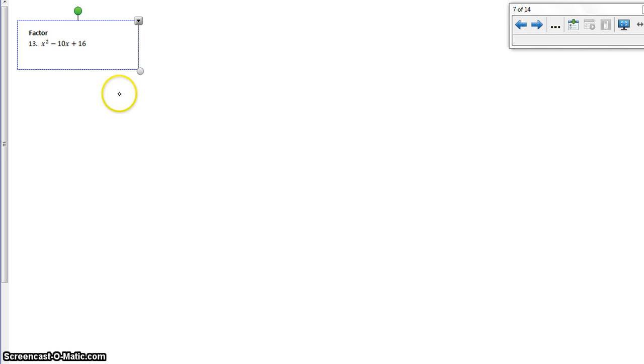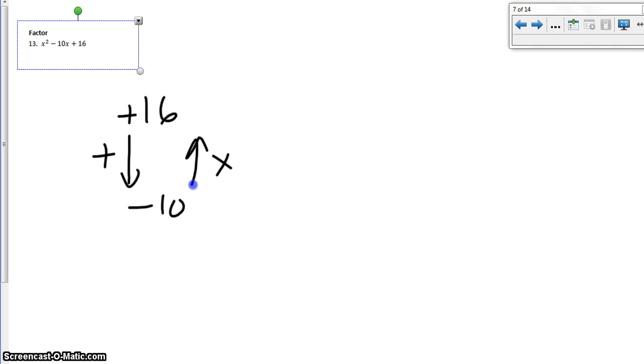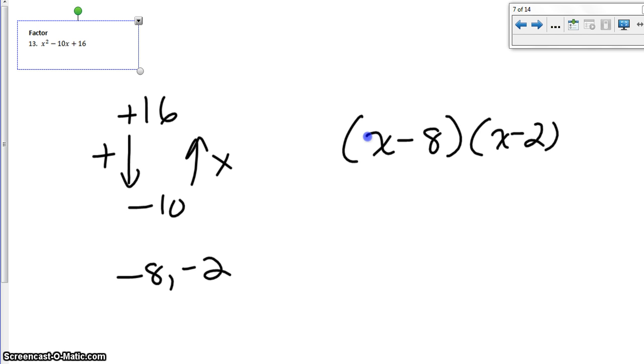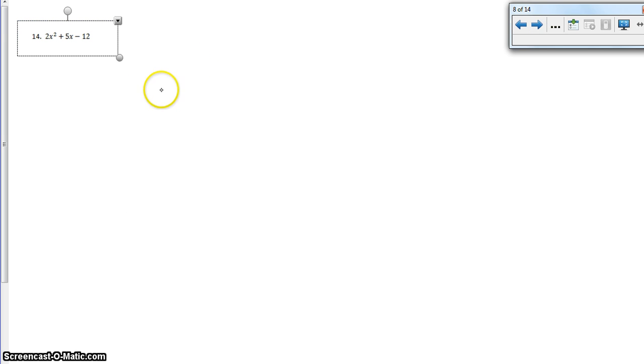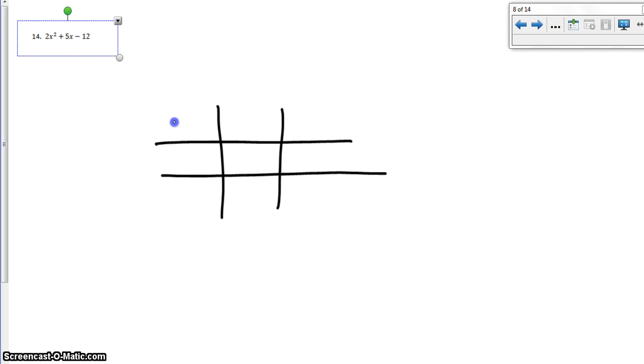To factor, in this case, it's just what are the factors of positive 16 that when added together give you negative 10, but when multiplied together give you positive 16. Well, ladies and gentlemen, that is negative 8, negative 2, and so the factoring would be common sense factoring, and there's your final result. Now, this one is a little trickier, so Miss Rose is going to use the tic-tac-toe method. First term, last term, product of those.